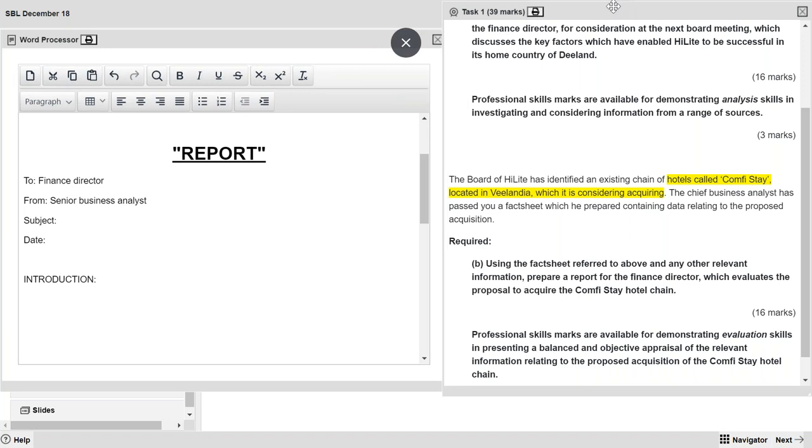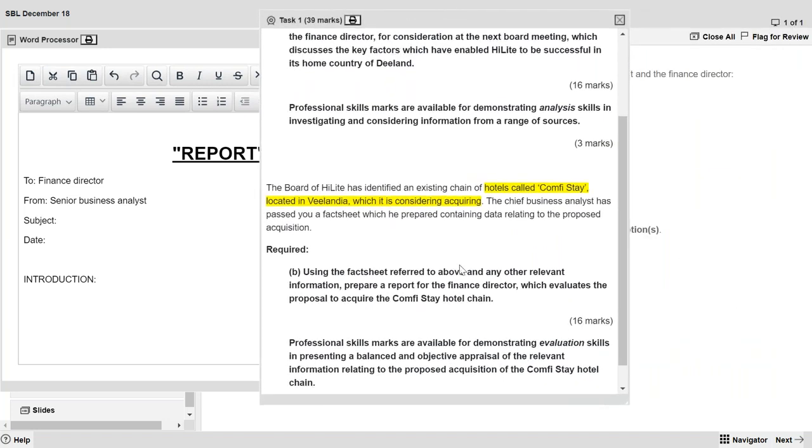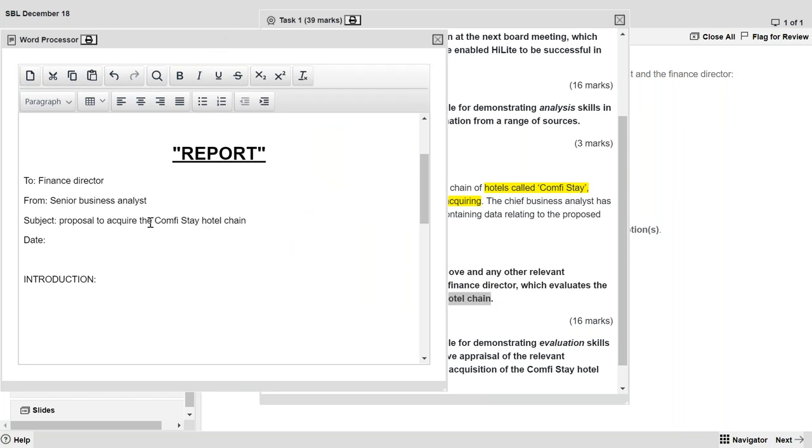Subject I will pick from the requirement. It says evaluates the proposal to acquire Comfy Stay hotel chain. So proposal to acquire Comfy Stay hotel chain. Control C. Go here, Control V. I will delete small p and make a proposal to acquire Comfy Stay hotel chain. Done. Date 8 September 2020.